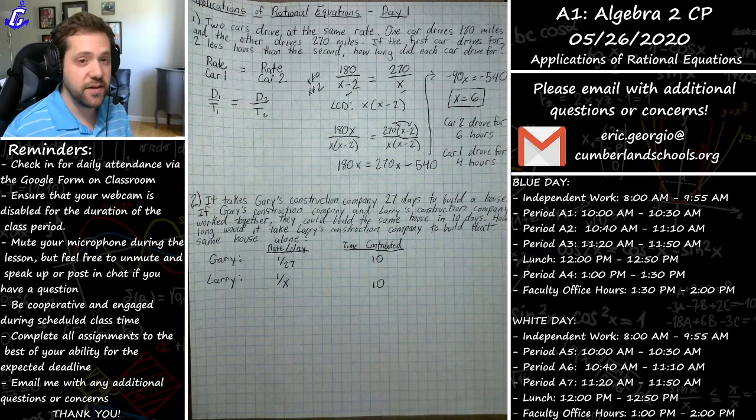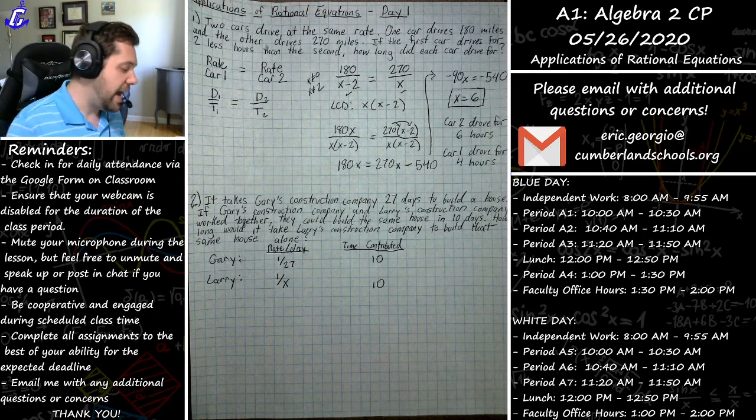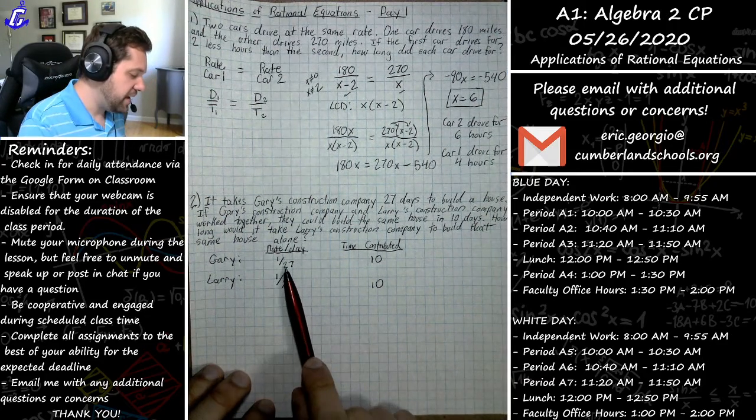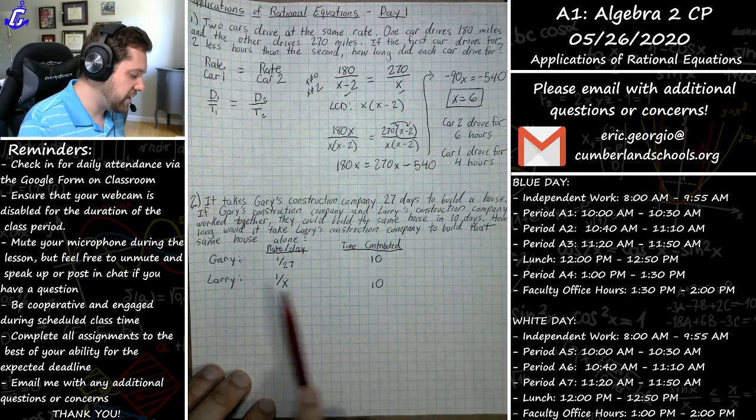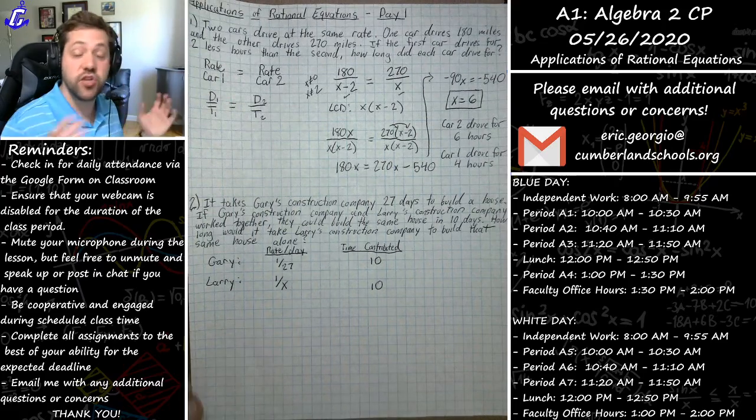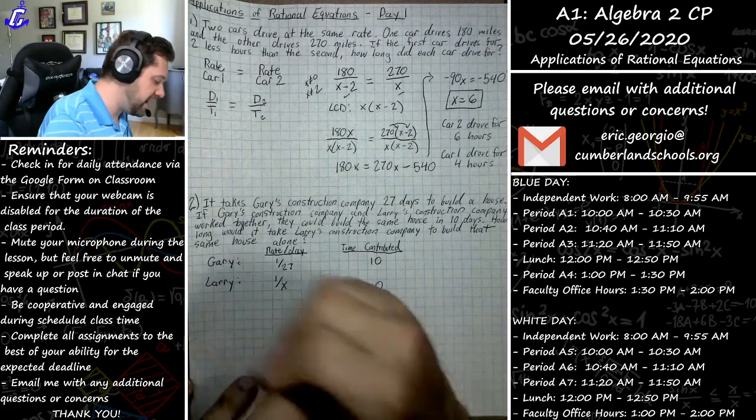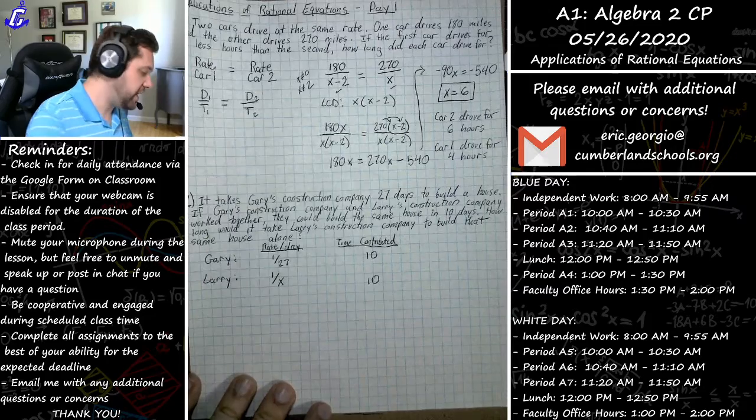Does that make sense to everybody? It's a little different way of thinking, but hopefully it's a little logical. Now I would say here, I have Gary's rate times his time contributed plus Larry's rate times his time contributed should equal the whole house being built. So that's exactly how I'm going to make my equation, just like I said over here.